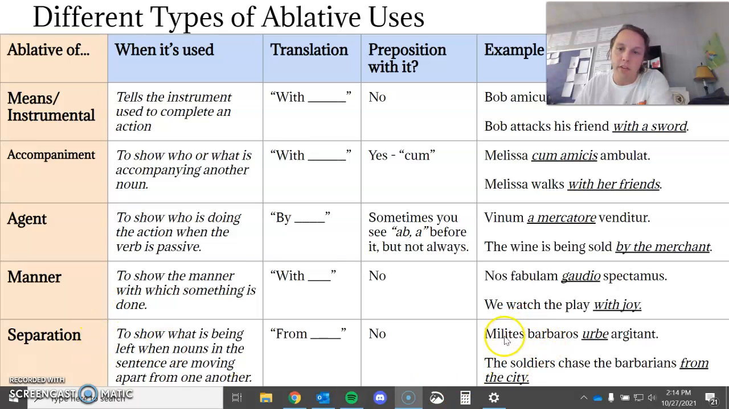Like I said, if we just saw milites barbaros urbe agitant, the soldiers chase the barbarians, and then I see urbe, I could go through the list of translations and then probably arrive at the one that makes the most sense if I understand the rest of the sentence. Like if I came up and had no idea what this was, I know milites is soldiers.